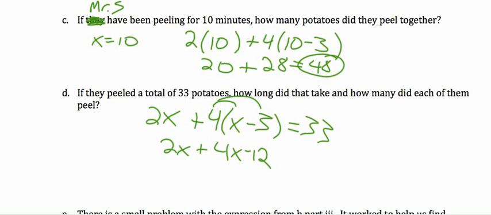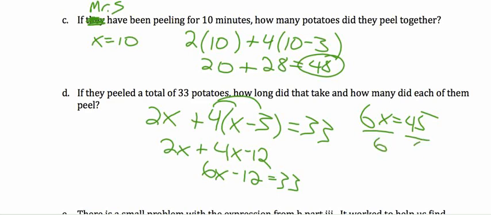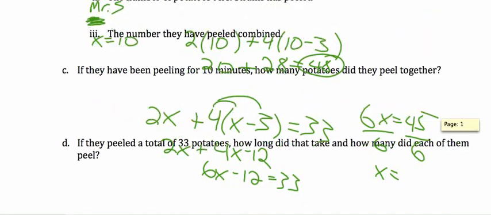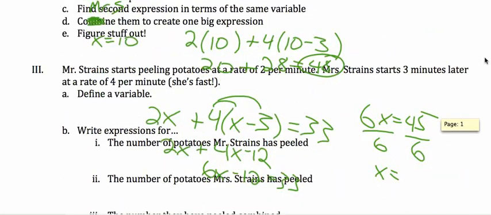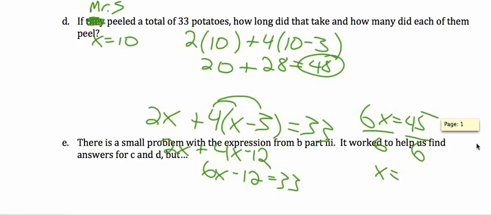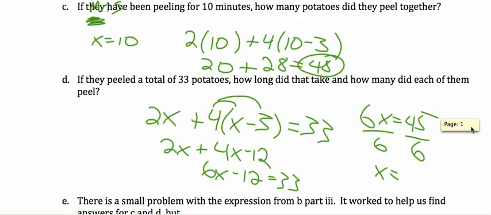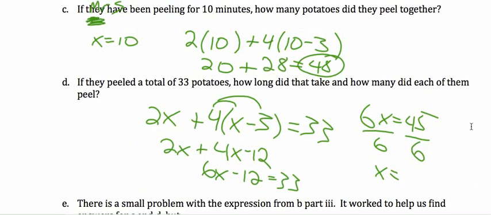Then we get 6x minus 12 equals 33. We're going to add that 12 to both sides, so you get 6x equals 45. Divide by 6. And now we're going to get a fraction amount of time here. That's not really a huge deal. Oops, sorry about that, guys. And while that's not really a huge deal, we're going to have to deal with it.